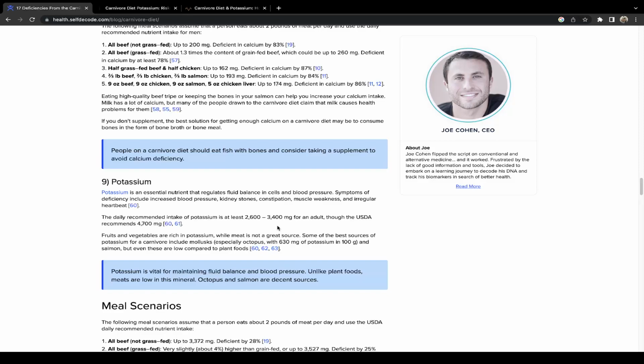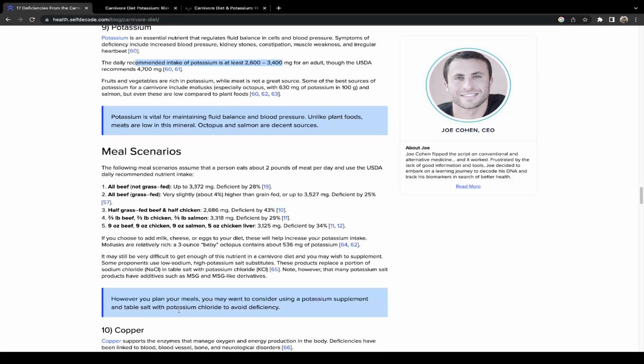Now, this next part you need to pay attention to. He says the daily recommended intake of potassium is at least 2,600 to 3,400 milligrams for an adult, though the USDA recommends 4,700 milligrams. Now, you might assume from reading this that he's saying that according to the USDA, the daily recommended intake is at least 2,600 to 3,400 milligrams for an adult, but that's technically not what he's saying. He's just saying the daily recommended intake of that, but the USDA recommends 4,700 milligrams. So the USDA can recommend that, but they're not telling us that. I'm trying to figure out who told him, or where did he get this material for the recommended intake? That's point one, but we can go off of that.